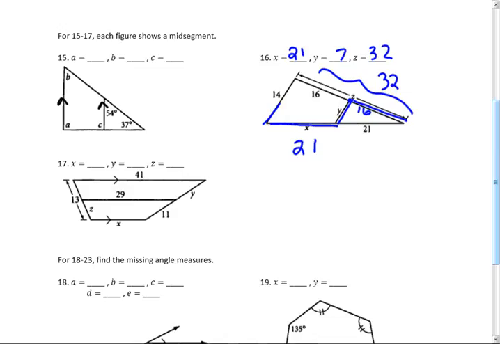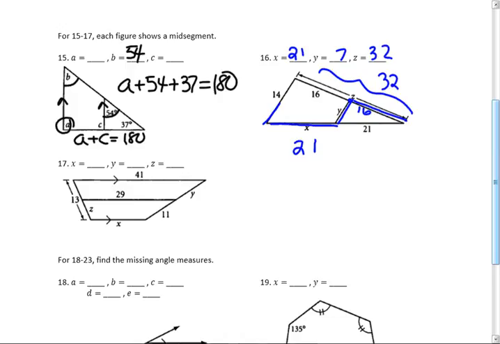How big is B? If this is 54, how big is B? Because these are parallel. 54. And you can find A because A plus 54 plus 37 equals 180. So once you find A, you can do that. And there's a variety of ways to find C. After today, we know that A plus C have to add up to 180, because we just did that today. Or you could find this angle here, and then C and that little red angle form a linear pair. Subtract from 180. You're going to get the same answer.